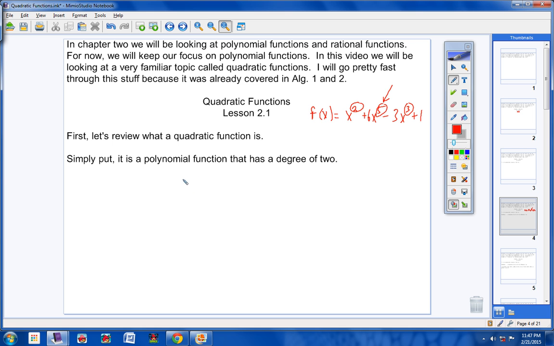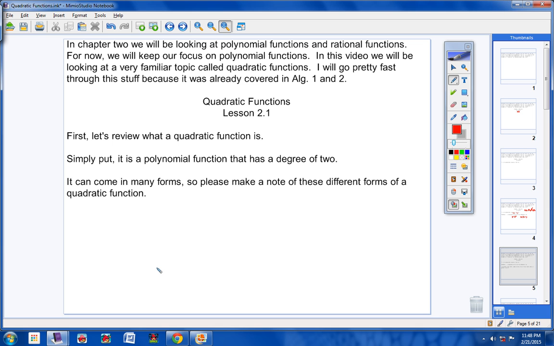So when we're talking about quadratic functions, simply put, it is a polynomial function. A quadratic function is a polynomial function that has a degree of 2. Okay? It has a degree of 2. So this would be an example of a polynomial function. And there are others I could give you also. It can come in many forms, so please make a note of these different forms of a quadratic function, okay? I would encourage you to write all of these down.